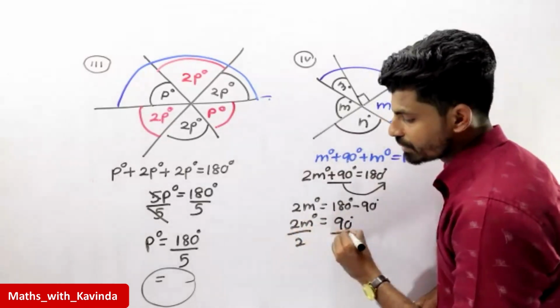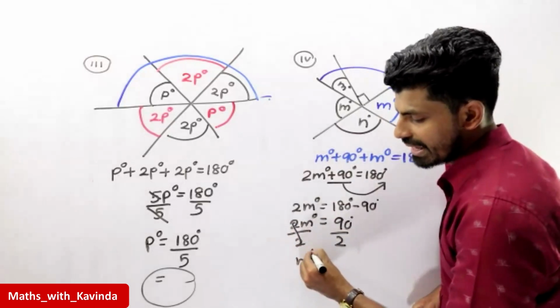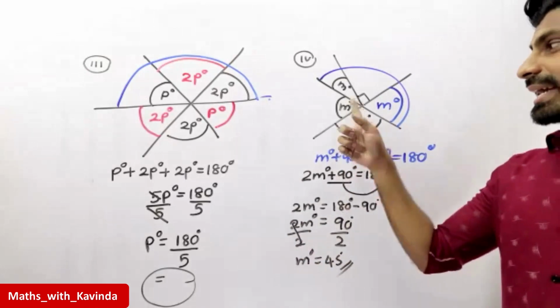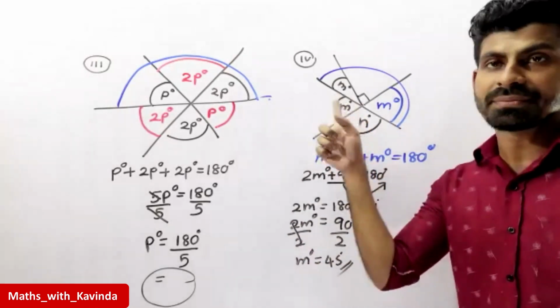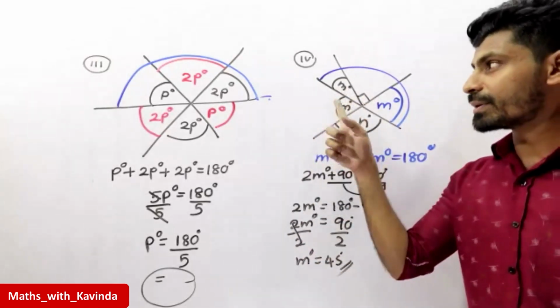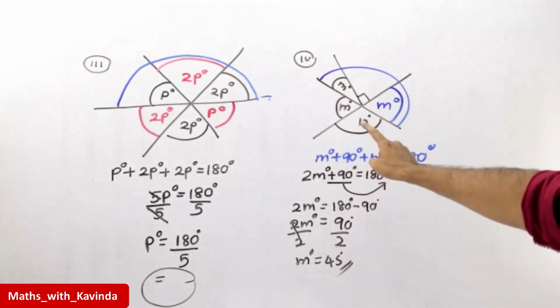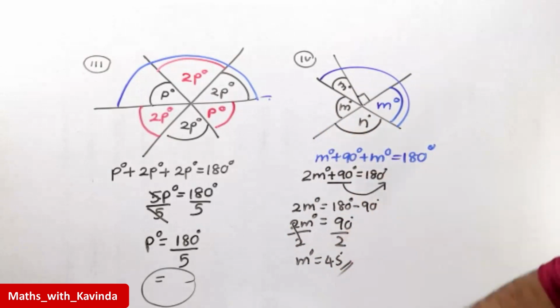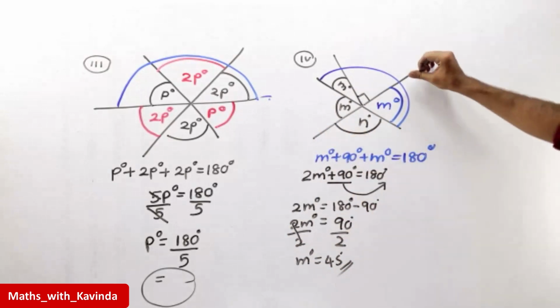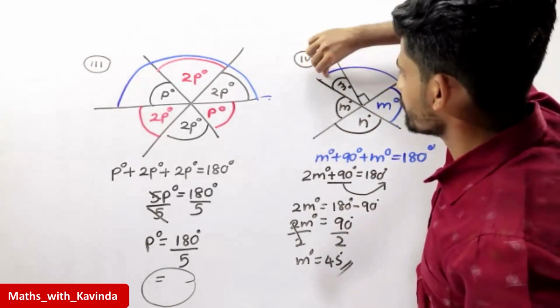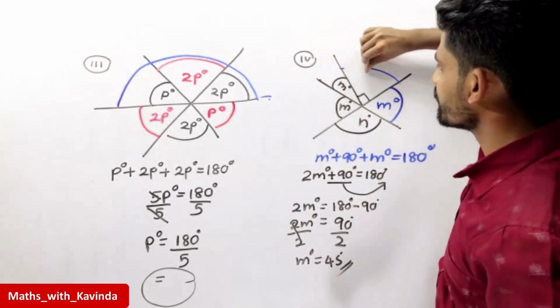90. Dividing both sides by 2, M equals 45. So that means M equals 45. Then we need to find the value of N.